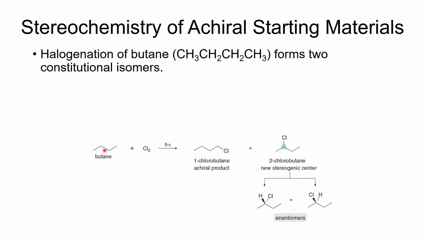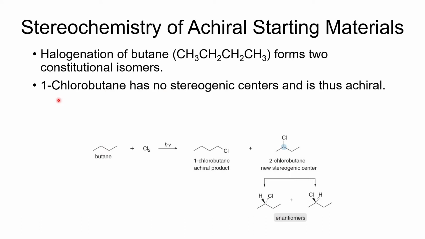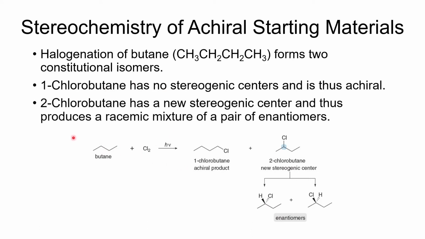1-chlorobutane has no stereogenic centers, and 2-chlorobutane has a stereogenic center, but because we started off with an achiral starting material, we're going to have a racemic mixture of these enantiomers. So we will get a racemic mixture.